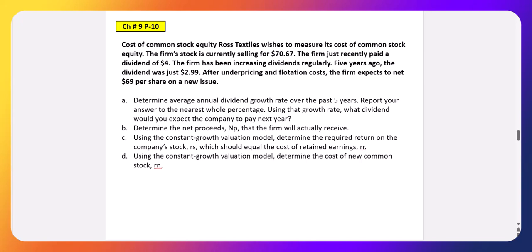So we have a few things to consider here. Determine the average annual dividend growth rate over the 5 years. Determine the net proceeds that the firm will actually receive. Using the constant growth valuation model, determine the required rate of return on the company's stock, which should be equal to the cost of the retained earnings. And lastly, use the constant growth valuation model to determine the cost of a new common stock issue.